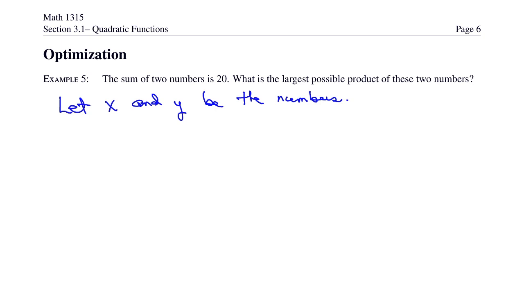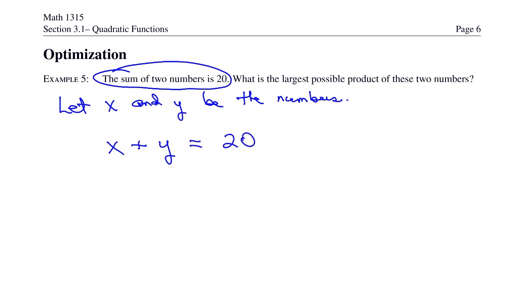And then I'm going to translate this first statement into an equation. The sum of the two numbers is 20. So that is x plus y equals 20. Next, we're looking for the largest possible product. Product means to multiply. So I'm going to call that P. I'm going to say we want P is equal to x times y. So we want to know what is the largest product that we can form with two numbers, knowing that the sum of those two numbers is equal to 20.